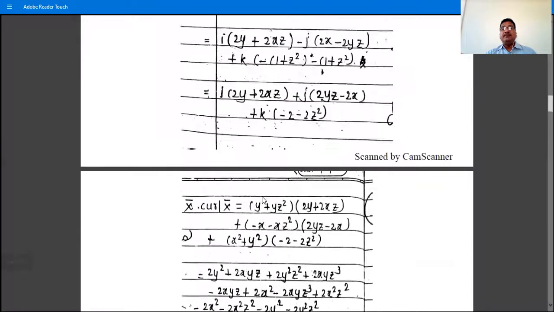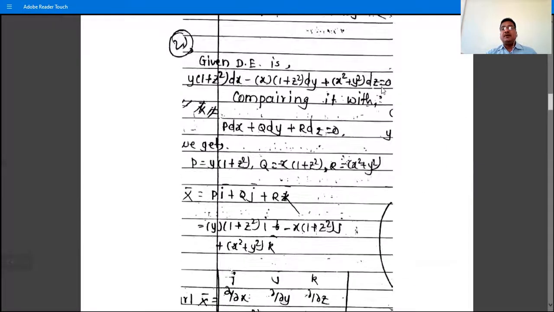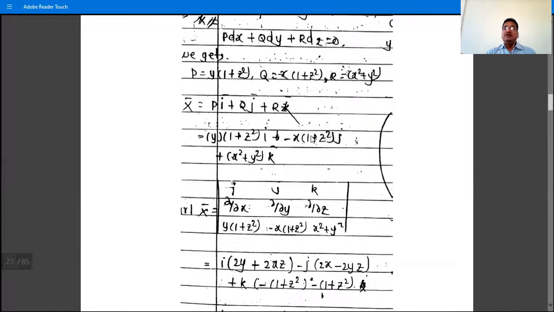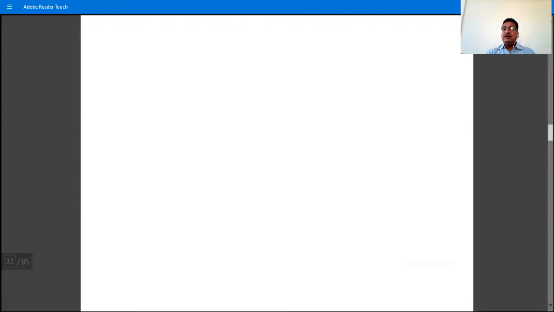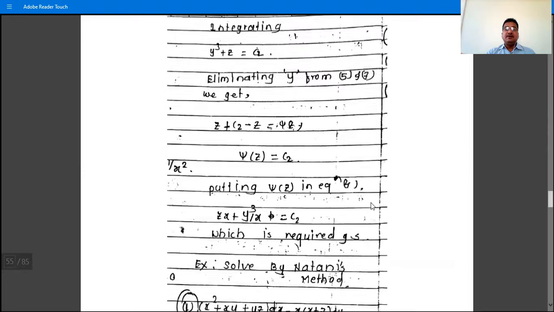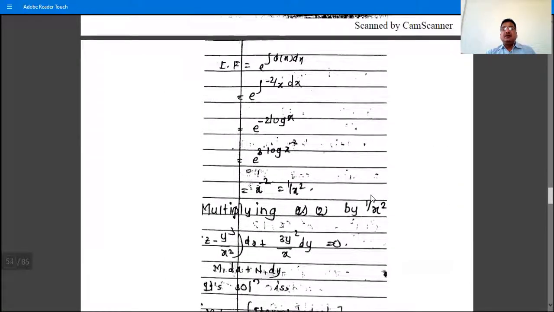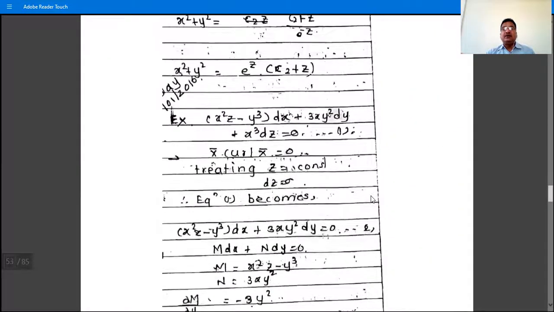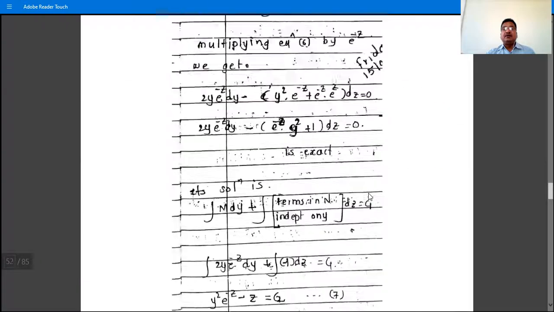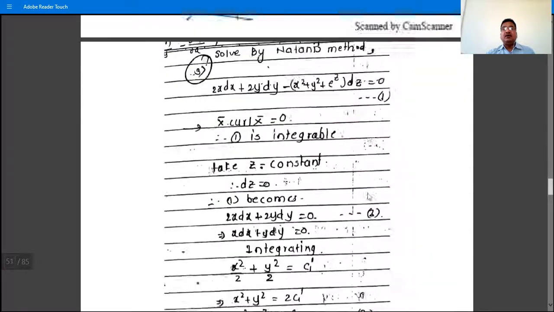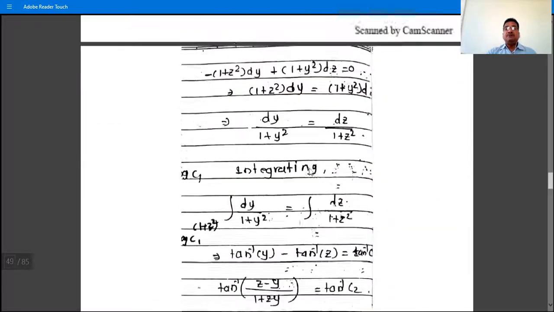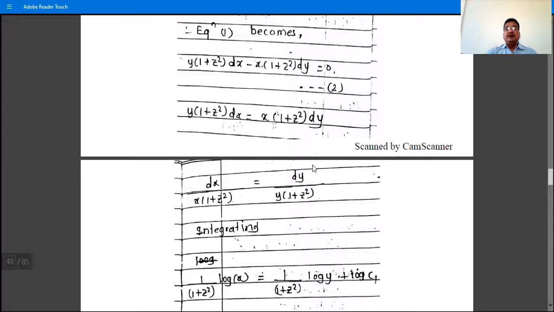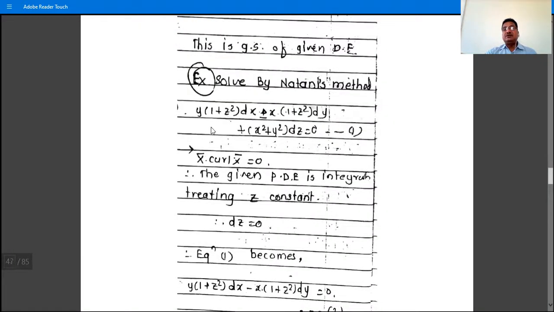And the same problem we have to solve now by using Natani's method. If the method is not compulsory, then we can solve the example by using any method. So this example is solvable by using the method of one variable separable, but here we have to apply Natani's method. So the question is: by Natani's method, solve this example.